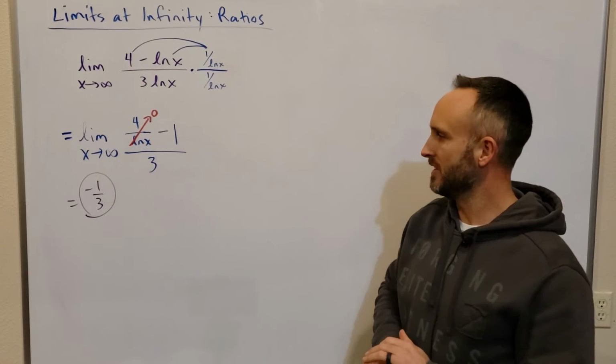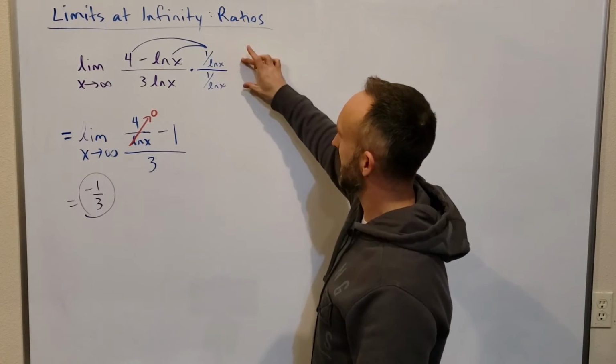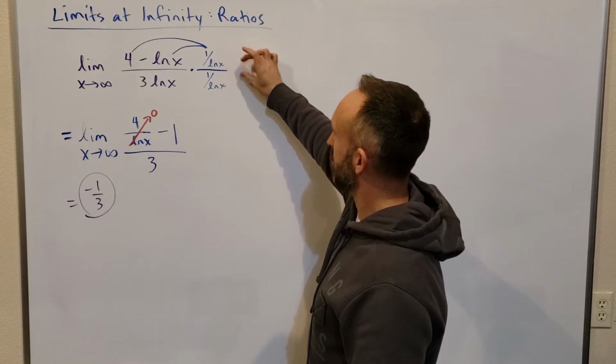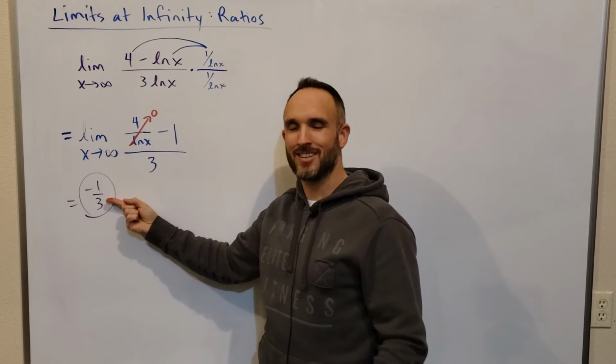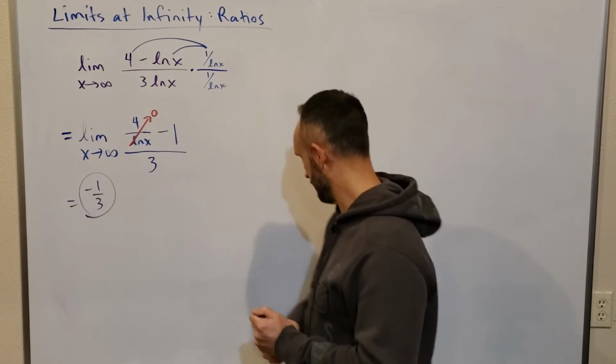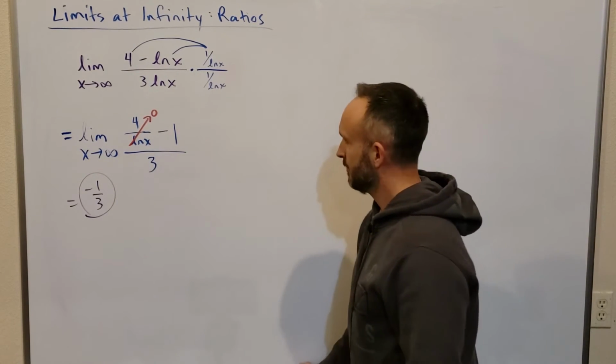So you can see the power of this. In this case, we had negative infinity over infinity. The ratio of those actually gave us a constant, not an infinity, which is totally possible. Okay, let's do another one.